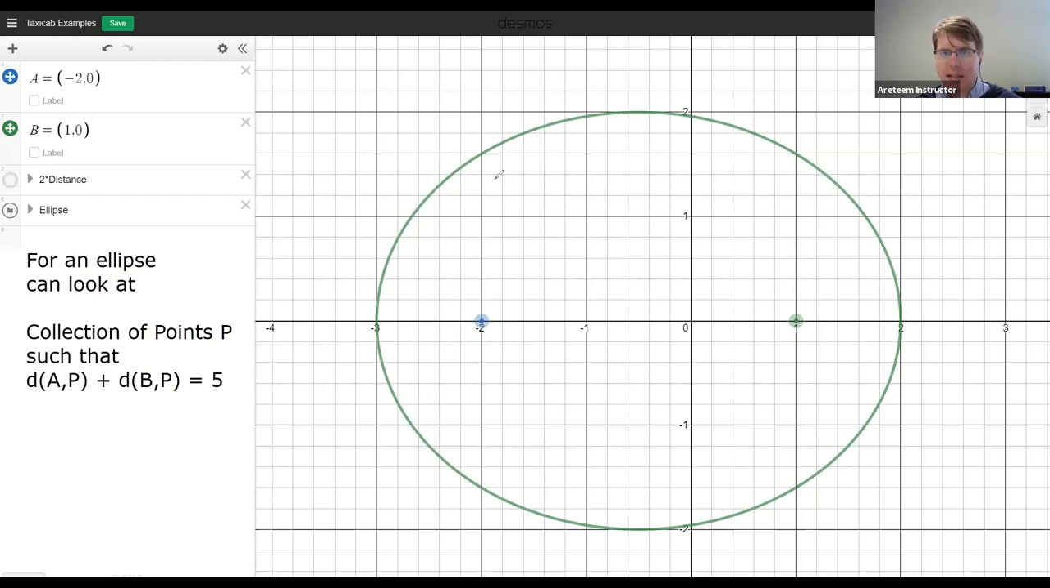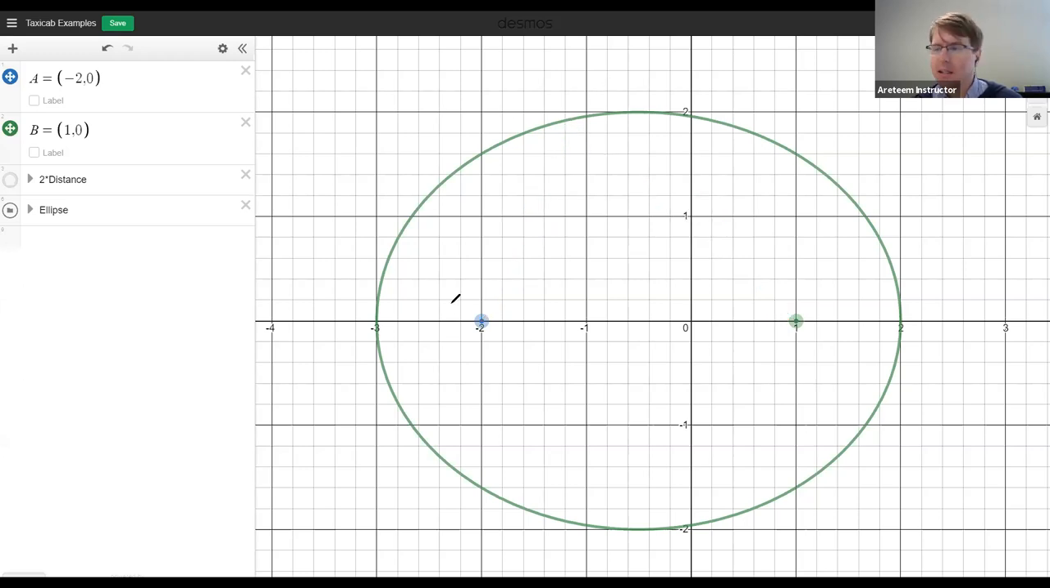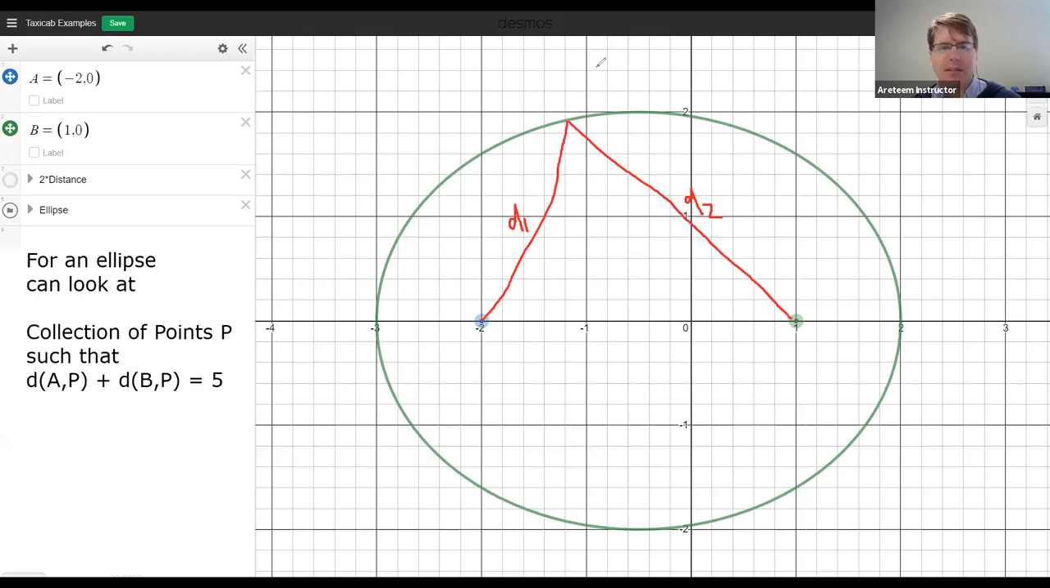If we look at other points, we have other points on this ellipse where always the sum of the two distances, so if we have a D1 plus a D2, they are going to add up to 5 in that case. So that's what we could have as an ellipse. So I think we heard this shape mentioned before. What happens if we do this for taxicab? So what does our taxicab ellipse look like?